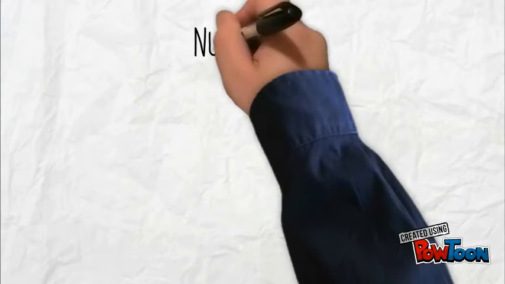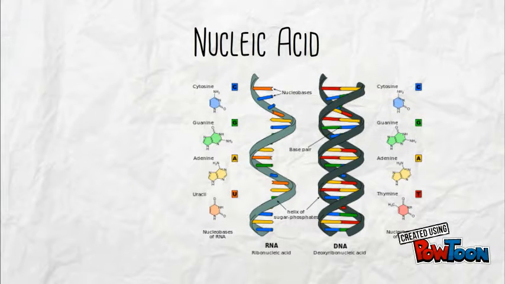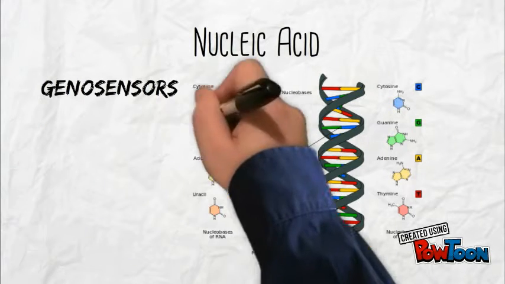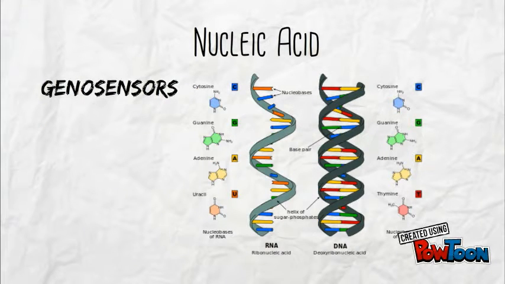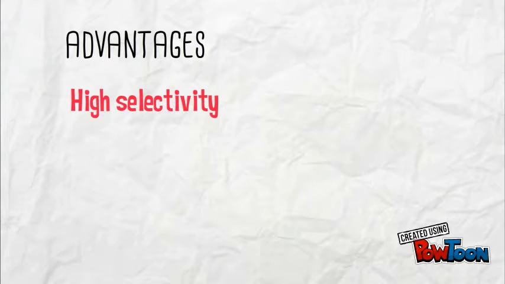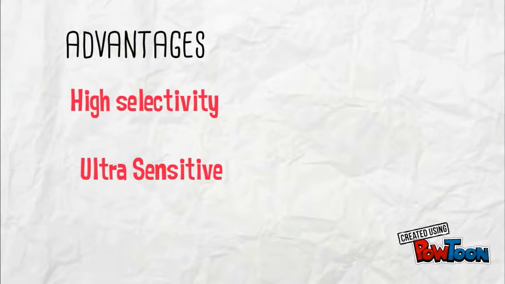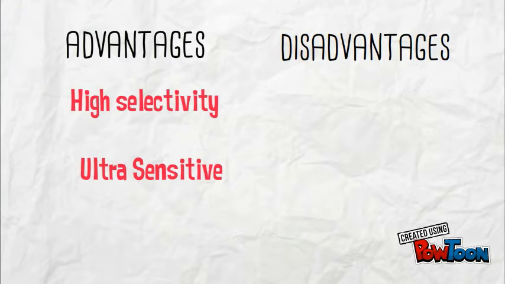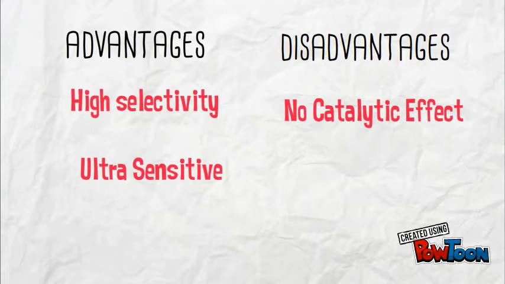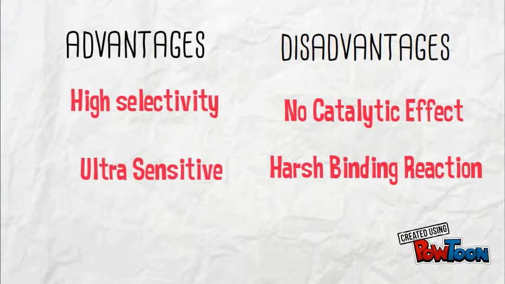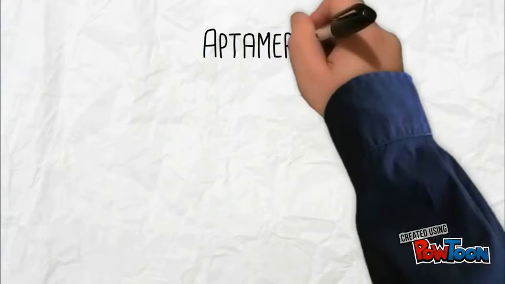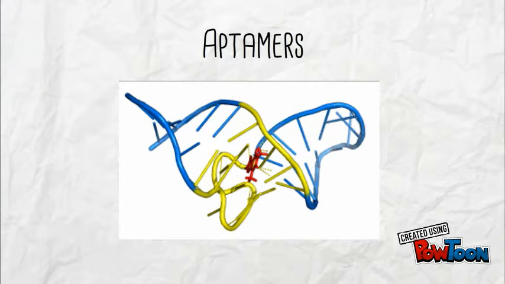The fifth one is nucleic acid. Biosensor employing nucleic acid interactions are known as genosensor. Based on the principle of complementary base pairing in DNA, the use of nucleic acid as bioreceptor offers high selectivity and ultra-sensitive in biosensor. However, same as antibody, their disadvantages are no catalytic effect and very harsh binding reaction is their main drawback. So, here comes the last one, aptamers.